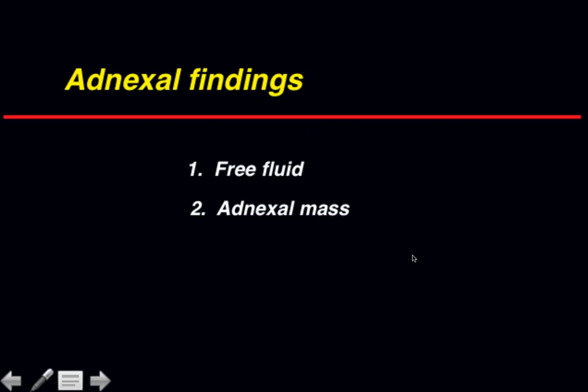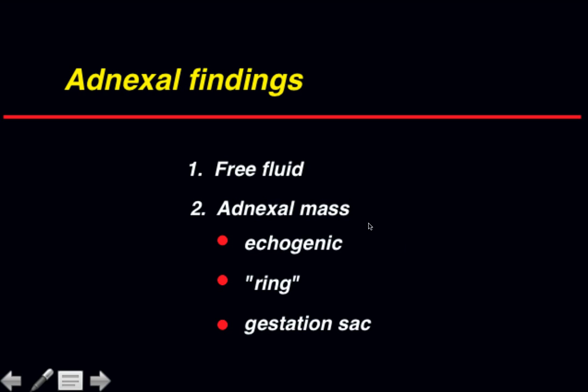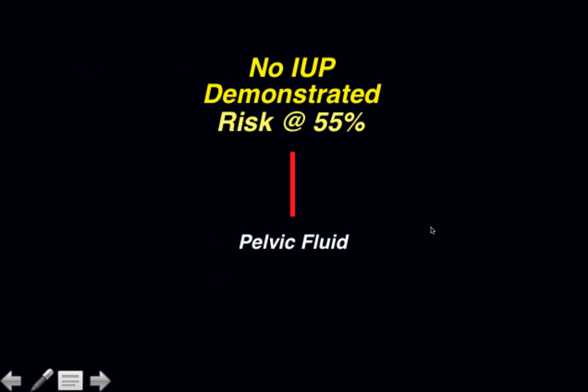Let's now switch our focus from excluding an ectopic pregnancy by documenting an intrauterine pregnancy to actually diagnosing ectopic pregnancy. And here, the good news is there are really only two findings: free fluid and an adnexal mass. Now, that adnexal mass can have a variety of appearances, and those appearances do have significance in how we will ultimately interpret the case. So, remember, we have searched for an intrauterine pregnancy. We could not find it. The patient's risk jumped up to 55%.